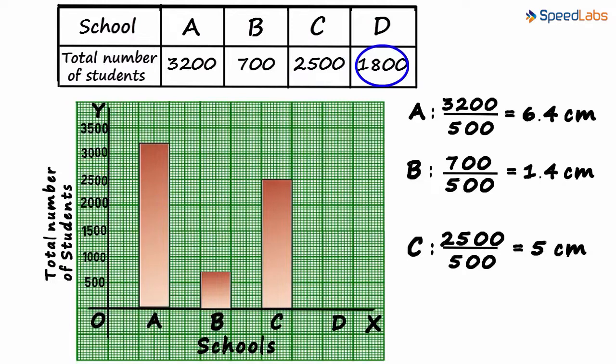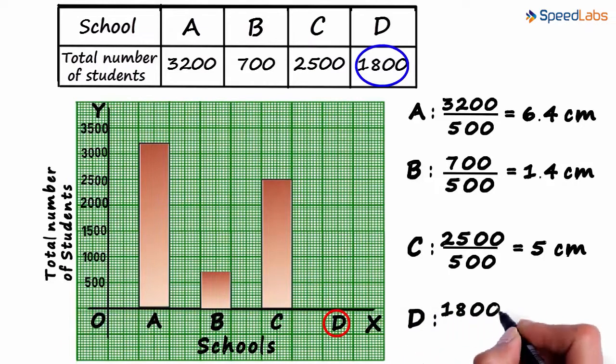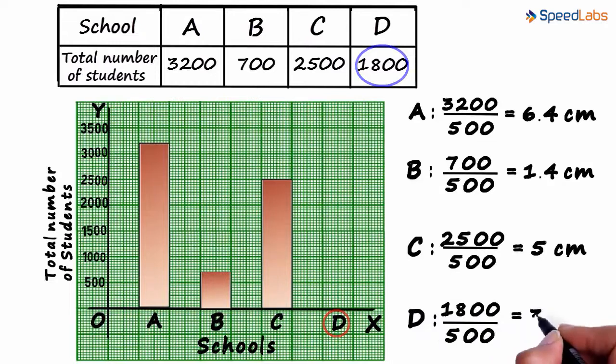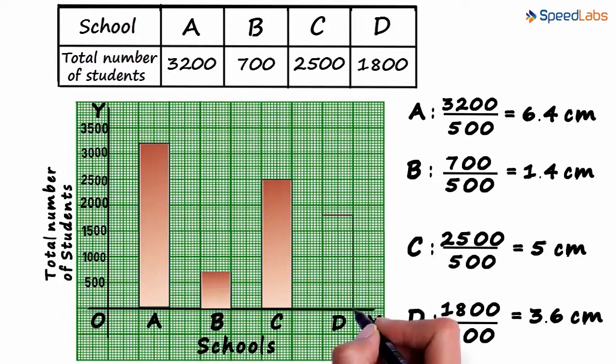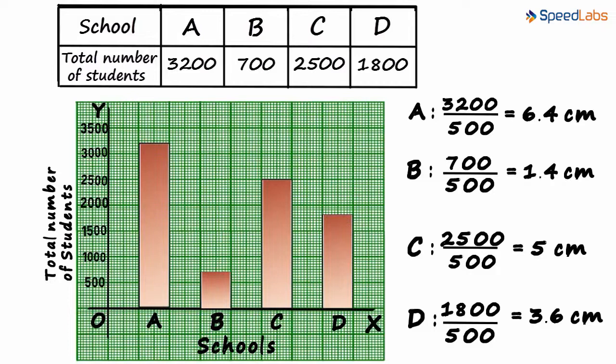1,800 is not a multiple of 500. The length of bar D will equal 1,800 by 500, which equals 3.6 centimeters. We mark a line 6 millimeters above 3 centimeters and draw the bar. That gives us the bar graph for this data. And do not forget the last step, giving the graph a title. An appropriate title would be Total Number of Students in Schools.